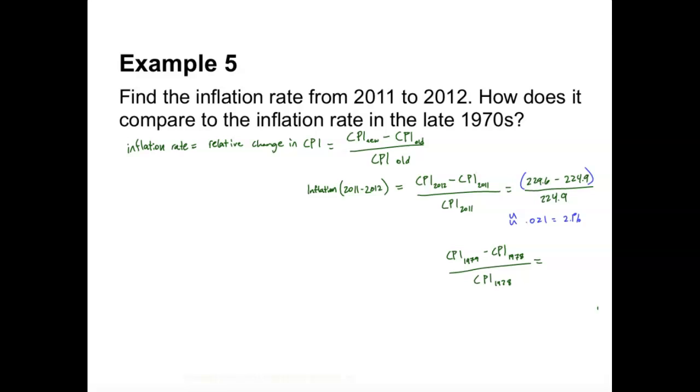So we'll do 72.6 minus 65.2, and we'll divide that by 65.2. That comes out to approximately 0.113, which is 11.3%. So the inflation rate in the early 2010s was much less than that of the late 1970s. Which just means that the value of the dollar was kind of plummeting in the late 1970s.